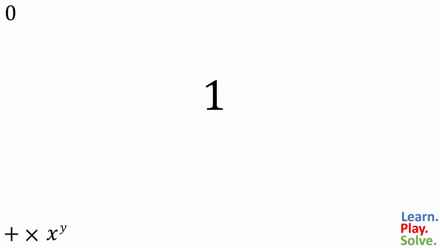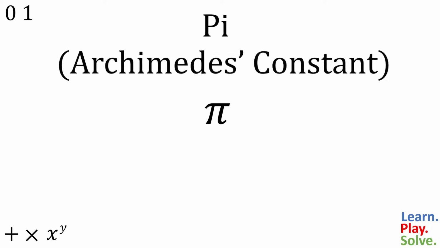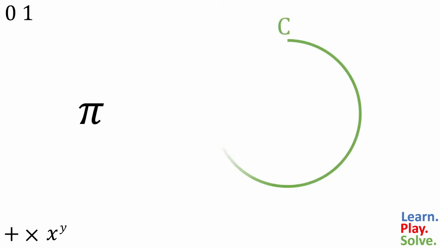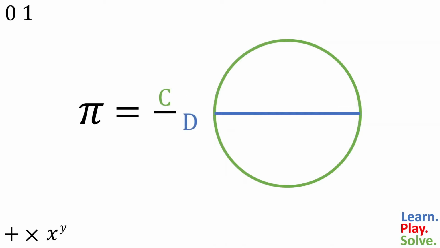1 is a whole number like 0, but there are other important numbers that aren't, probably the most famous of which is pi, less commonly known as Archimedes' constant. Here's how pi is defined. Take the circumference of any circle and divide that by the diameter of the same circle. No matter how big or small the circle, you will always get pi.